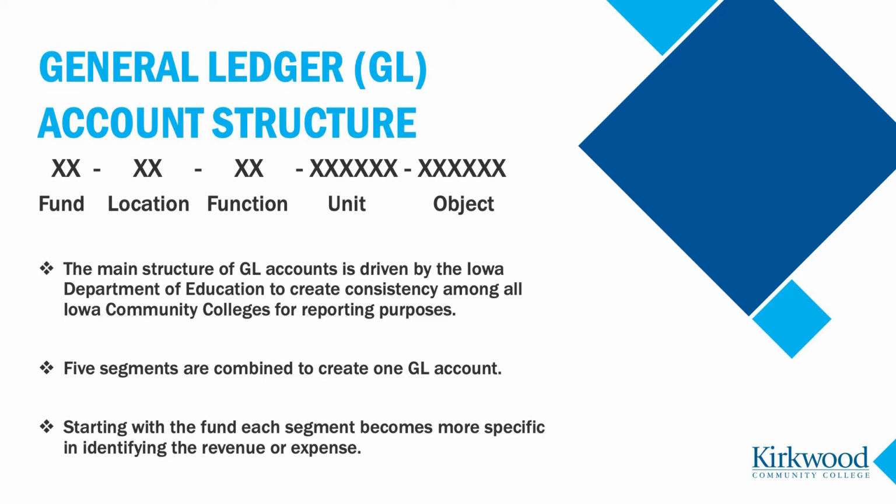As a side note, there is the potential for one additional segment, which you are not seeing listed in this training. The additional segment is called a project ID. A project ID is not required for all GL accounts. The addition of a project ID applies mainly to grants, study abroad trips, and capital projects. If you have the need to use a project ID, that will be explained through other communications.